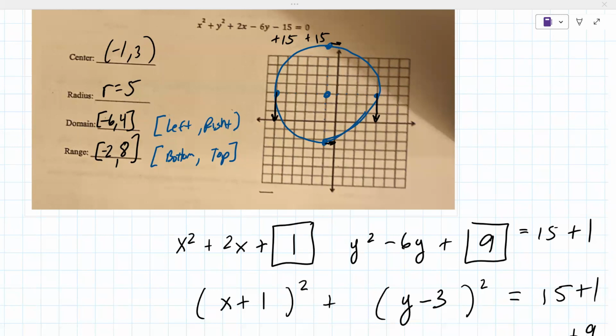The next problem is the same, except it's not as nicely put together. Well, you just got to complete the square and then you'll see it. Do you want us to do the next one?